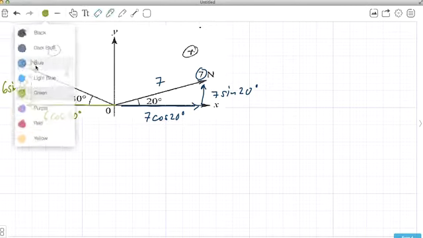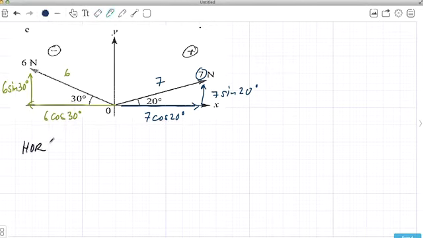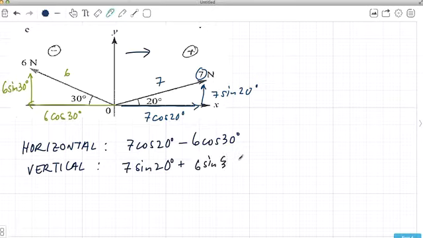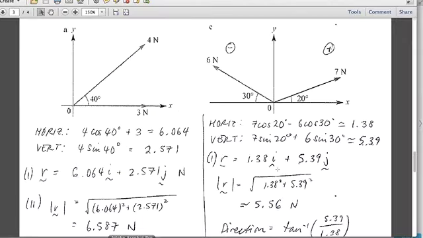So then when you break this up, you can see horizontal is, if we generally make this the positive direction, 7 cos 20 degrees minus the other one. And the vertical, both of these are going up, you'll notice. So both of these are actually going to be positive. You don't have one going the other way. And if you plug those into your calculator, you're going to find that you get these numbers here.